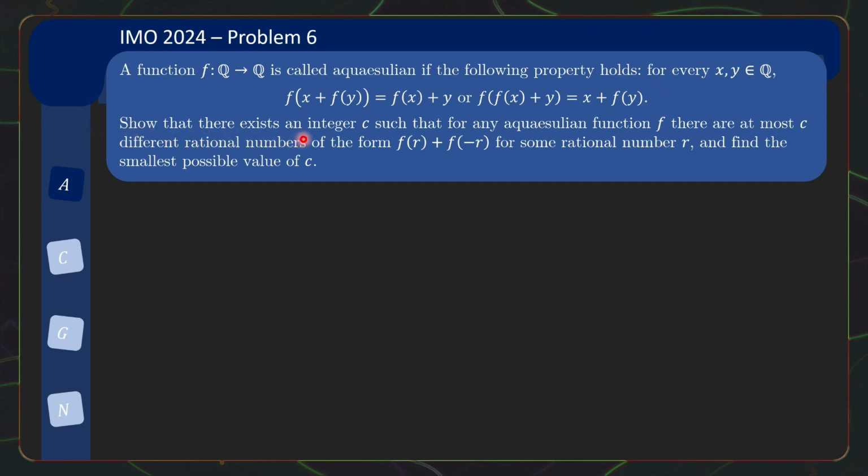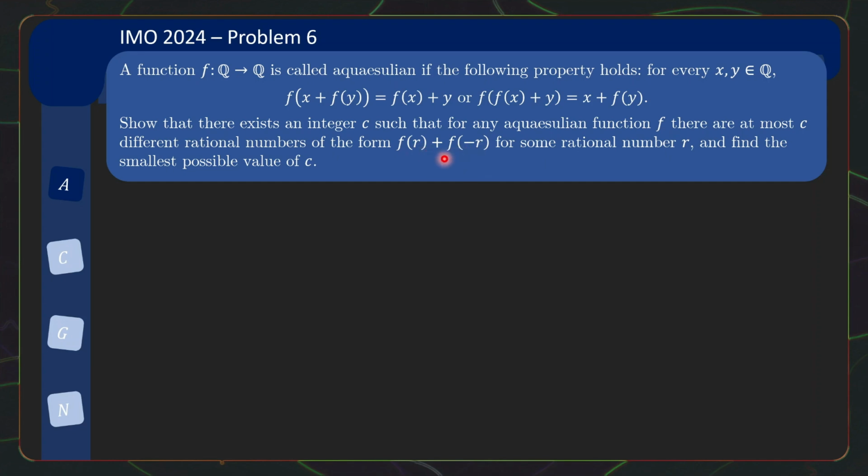Show that there exists an integer c such that for any Archimedean function f, there are at most c different rational numbers of the form f of r plus f of minus r for some rational number r, and find the smallest possible value of c. So the last statement is also slightly confusing sounding, so let me unpack it a little for you as well. So what this means is that take an Archimedean function.